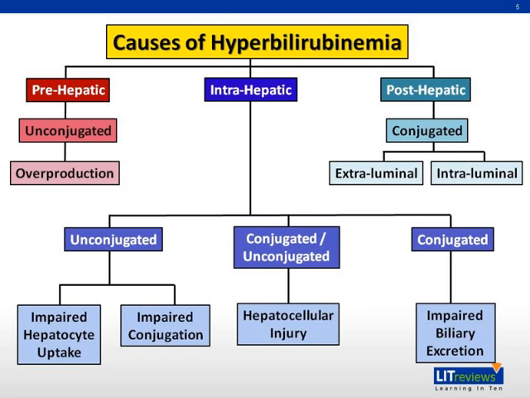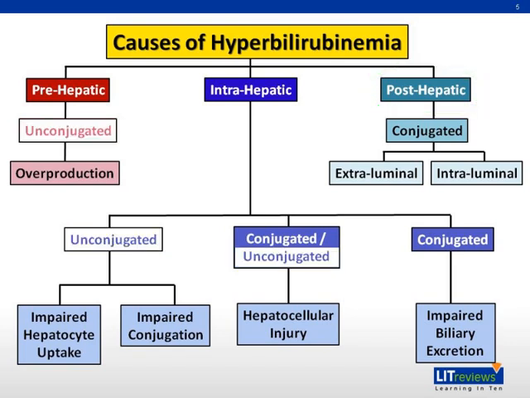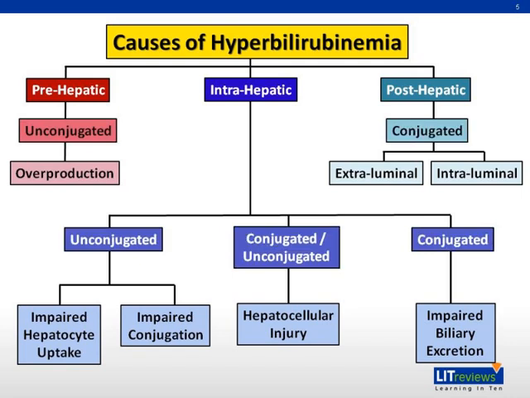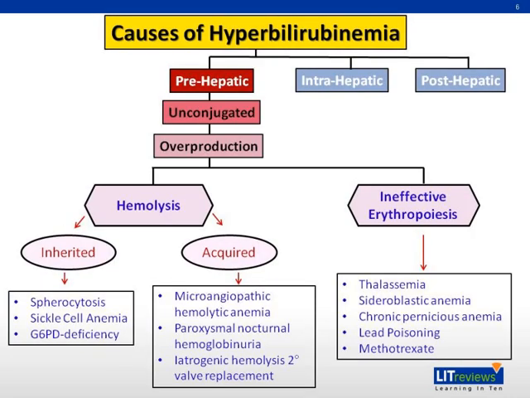With the pathway of bilirubin metabolism in mind, causes of hyperbilirubinemia can be categorized based on anatomical site into prehepatic, intrahepatic, and posthepatic causes, with further subdivision into unconjugated and conjugated states. Prehepatic causes refer to hyperbilirubinemia caused prior to hepatocyte uptake. As such, it represents a predominantly unconjugated hyperbilirubinemia picture. Causes include hemolytic anemia, which can be inherited or acquired, as well as ineffective erythropoiesis.